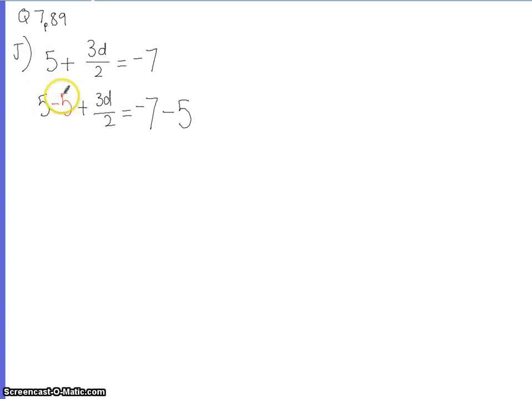What we do to one side, we must do to the other. Awesome. Okay. I think I'm in black. So what that'll leave you with, importantly, is plus 3d. Plus 3d over 2 will equal, what's -7 take 5? -7 take 5, Charlotte?